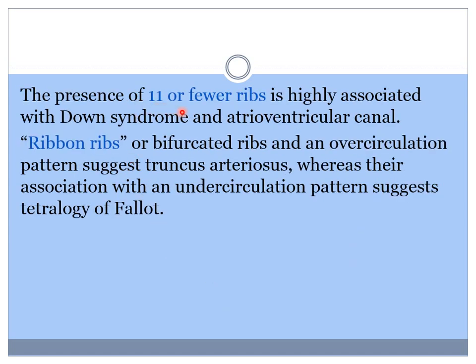Presence of 11 or fewer ribs is associated with Down syndrome and atrioventricular canal. Forked rib or bifurcated rib, if it is associated with overcirculation, suggests truncus arteriosus. If associated with undercirculation, suggests tetralogy of Fallot.